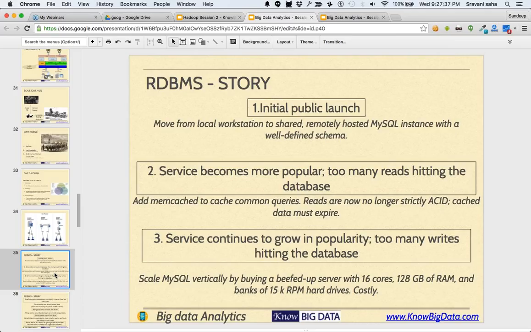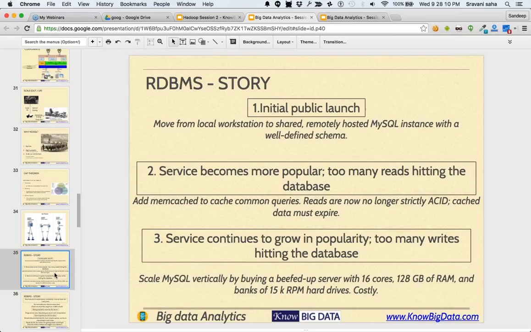Now, after some time, you did some kind of PR and more advertising. The service continues to grow in popularity. After some time, too many writes start hitting the database. It's an actual story. I have faced this situation with my data at one of my employers. So too many writes start hitting the database.